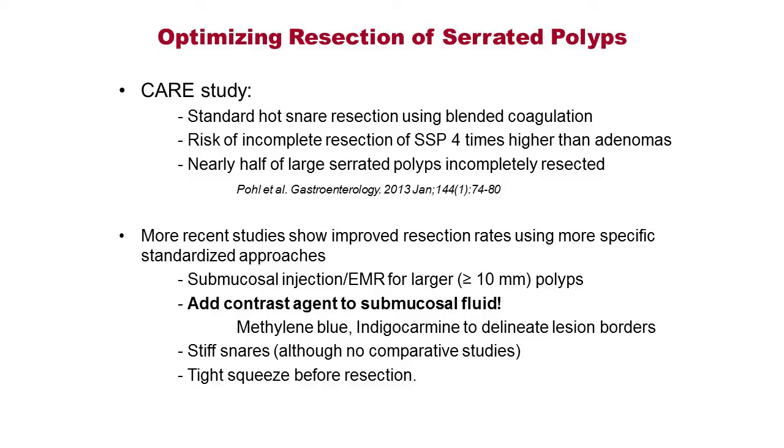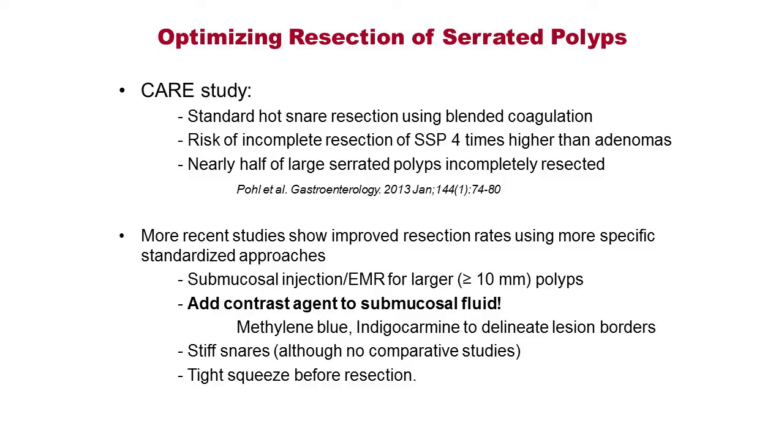Now, in that study, I would say conventional standard techniques were used: standard hot snare resection, using blended coagulation. More recent studies show that when you use a more dedicated, specific, standardized approach, using EMR for smaller sized SSPs, you can actually optimize resection. And so you would do an EMR for polyps starting even at the 10 millimeter size range.